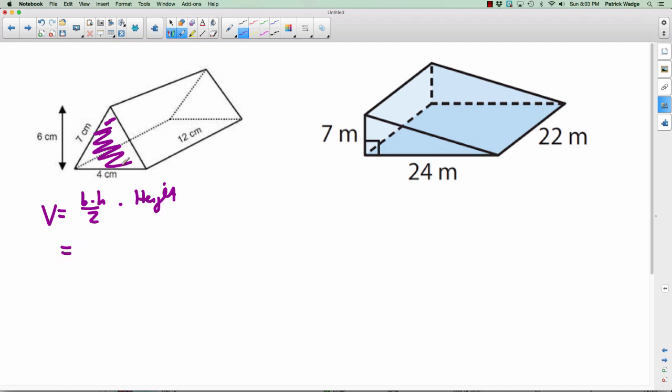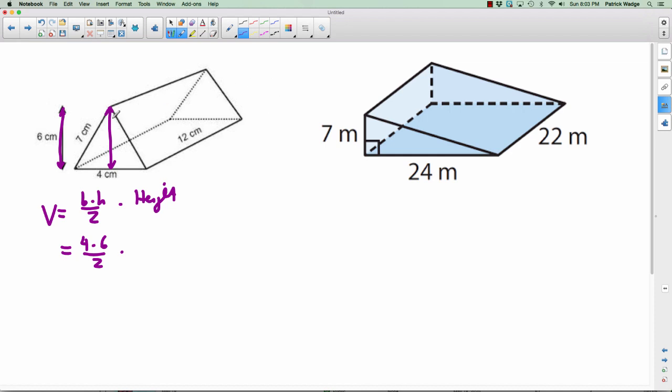So what's the base of this triangle? 4. What's the height of that triangle? I know 7 looks tempting there, but the height is from the highest point straight down. Do you see what distance that is? That's this distance right here. The height is 6. So we've got 4 times 6 divided by 2, and then we multiply it by the height of the whole prism.